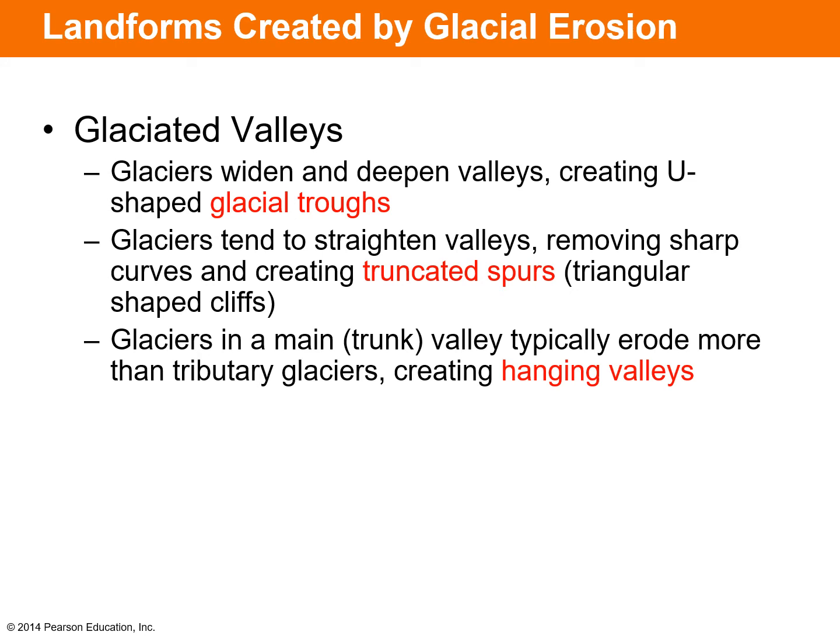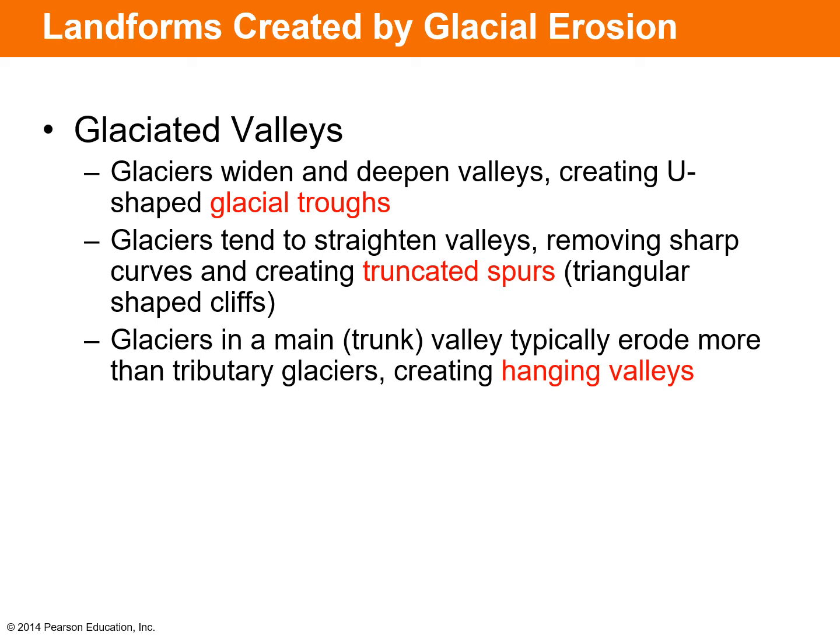So let's talk about what valleys created by glacial erosion look like. Glaciers widen and deepen valleys, creating a U-shaped glacial trough, as opposed to a V-shaped valley that is formed by a stream that continues to downcut in the center of the valley. Ice doesn't necessarily conform to the valley the same way because it's a solid, so it creates more of a U-shaped glacial trough. Glaciers also tend to straighten valleys, removing sharp curves and creating truncated spurs or triangular shaped cliffs.